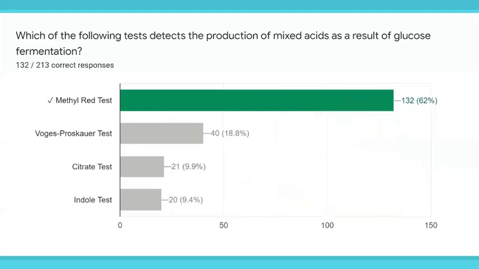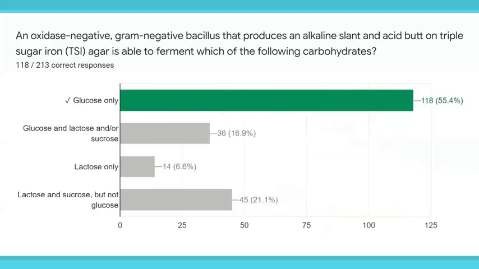Okay, next. Oxidase negative, gram negative bacillus that produces an alkaline slant, alkaline slant, acid butt on TSI is able to ferment which of the following carbohydrates? Now let us discuss your TSI agar, or your triple sugar iron agar.